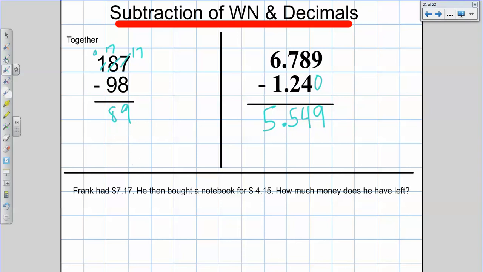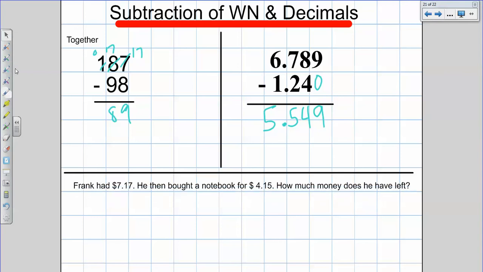Okay, here's a little story problem for us. Frank had $7.17. He then bought a book for $4.15. How much money does he have left? So first of all, some key clues in here tell me I'm going to be subtracting. He bought something, that means I'm going to be subtracting. And how much money does he have left? Those are key words that tell me I'm going to be subtracting.